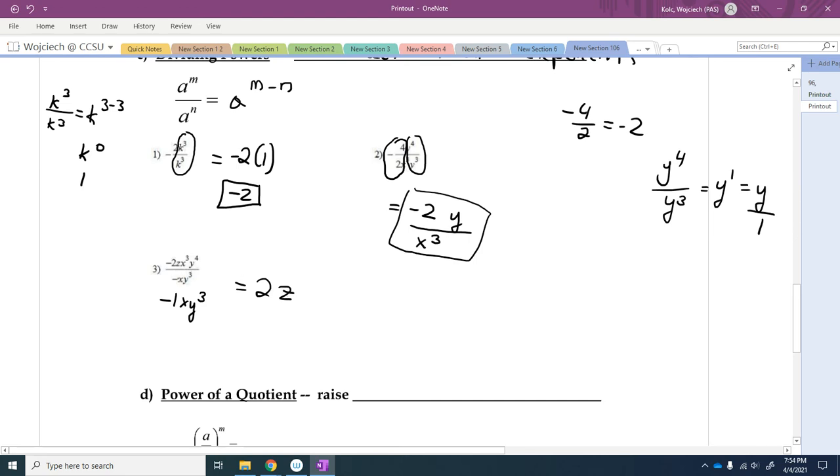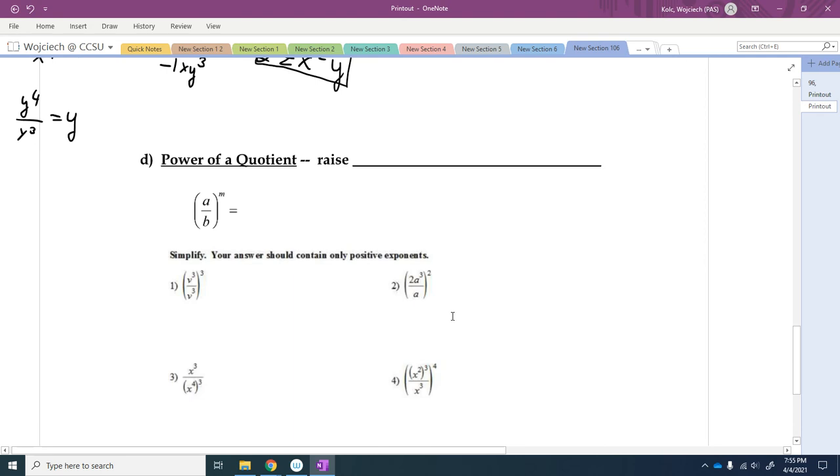I have x cubed over x. So x cubed over x, you can write x as x to the 1st. 3 minus 1 is 2. So that will be x squared. Okay, and now you also have y to the 4th over y cubed, which is y to the 4 minus 3, which is y. So this is your final answer: 2z x squared over y.